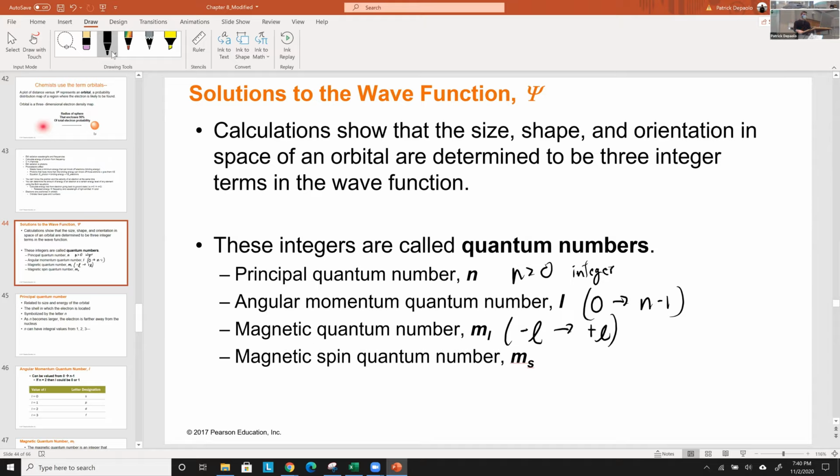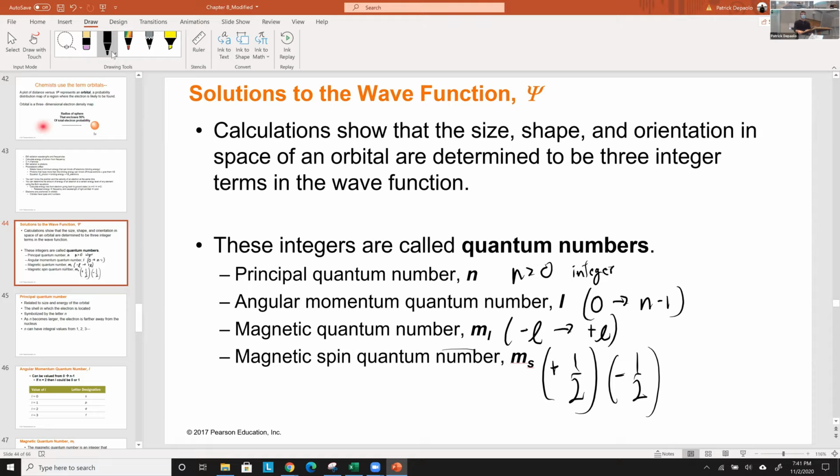Then the next one is the magnetic spin quantum number. This tells you which direction the electron is spinning. And it only has 2 possible values. Those values are plus 1/2 and minus 1/2. Professor, how do you know which one it is?